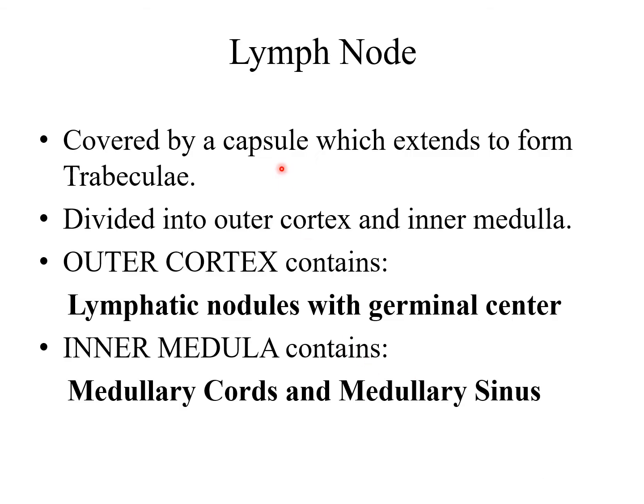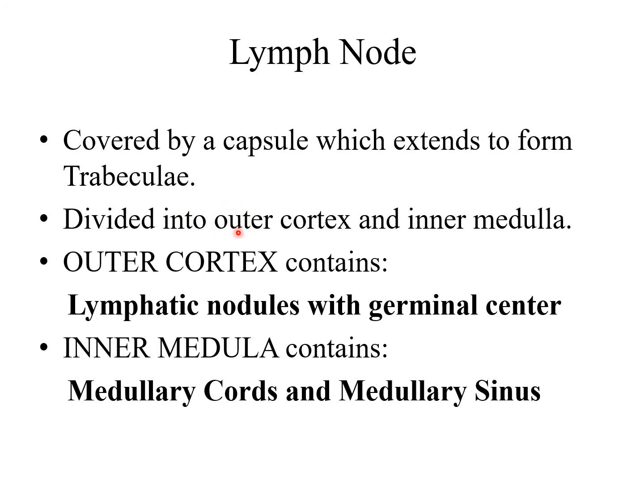Now when we talk about the internal structure of the lymph node, as we have already discussed, it is an encapsulated structure. A capsule, which is connective tissue, is covering the lymph node completely, and there are extensions of the inner side of the capsule into the central zone, or internal part, of the lymph node, and we name them trabeculae. So trabeculae are the extensions of the inner side of the capsule into the lymph node.